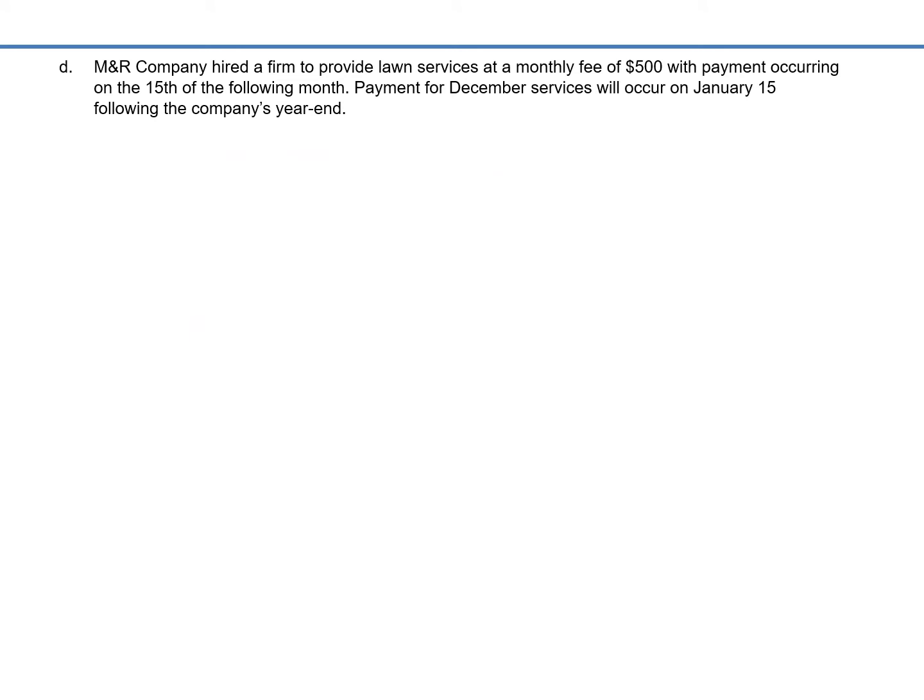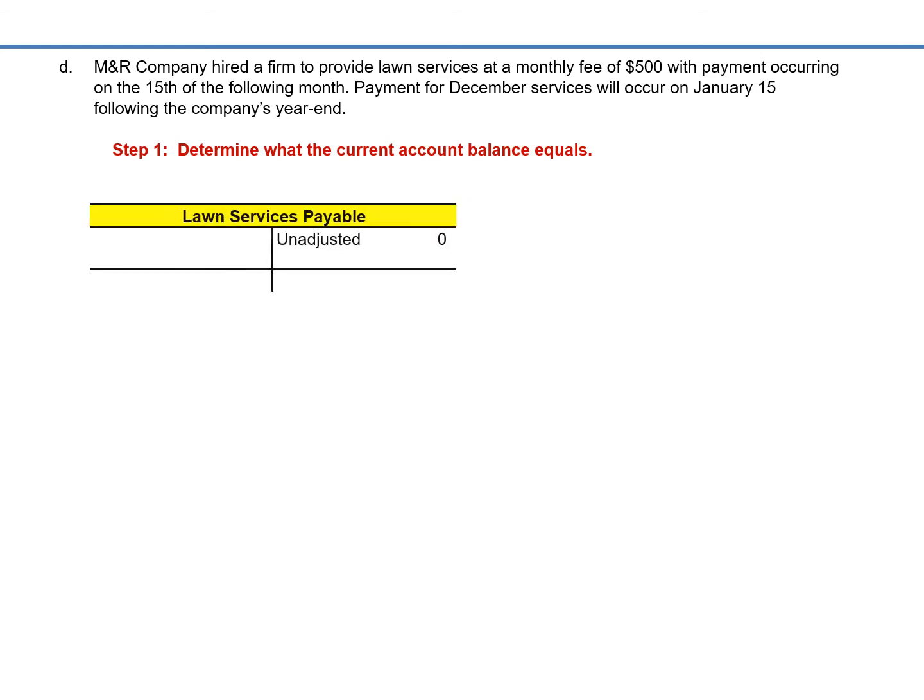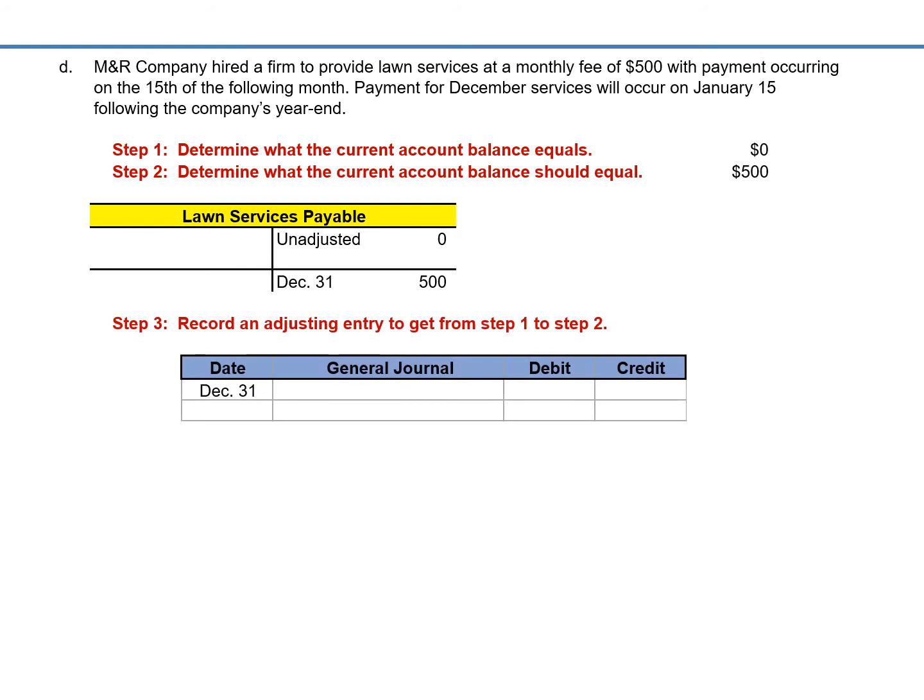Letter D: M&R Company hired a firm to provide lawn services at a monthly fee of $500, with payment occurring on the 15th of the following month. Payment for December services will occur on January 15th following the company's year end. So we owe lawn services payable of $500, but our current balance is zero. To increase a liability account, we credit. So we credit lawn services payable for $500. We debit lawn service expense for $500.